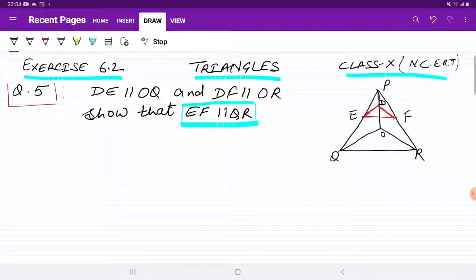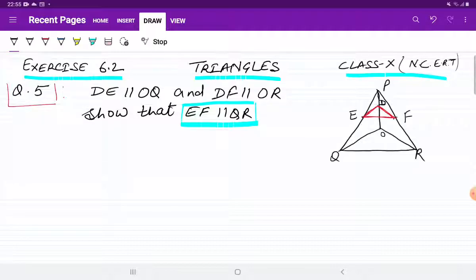In today's session, we are going to solve exercise 6.2 question number 5 from the chapter Triangles, 10th standard. We already discussed questions 1, 2, 3, 4 in my previous lecture. Before doing this, you can go through my other videos, my previous lecture in which we discussed question numbers 3 and 4. In this question, we are going to use the basic proportionality theorem and the converse of the basic proportionality theorem, that is, Thales theorem and the converse of Thales theorem. We are going to use the results of these theorems.